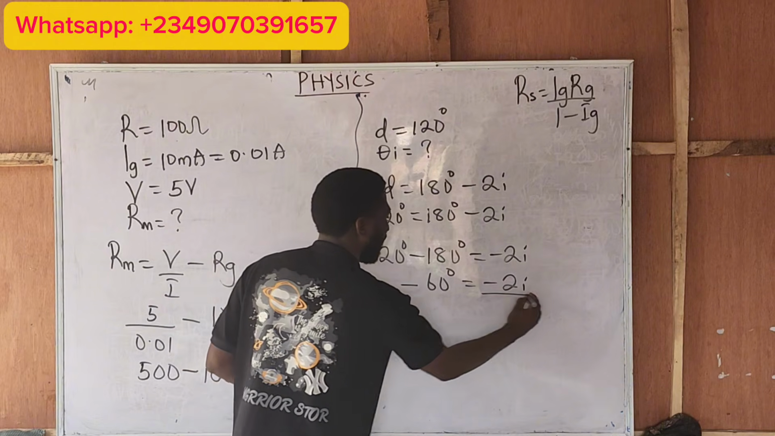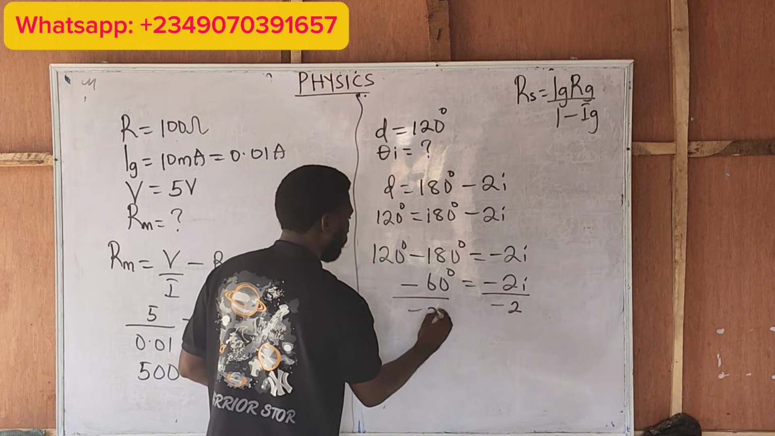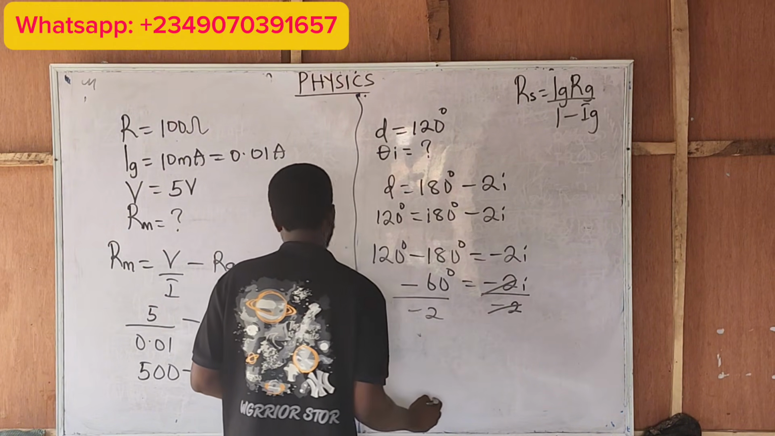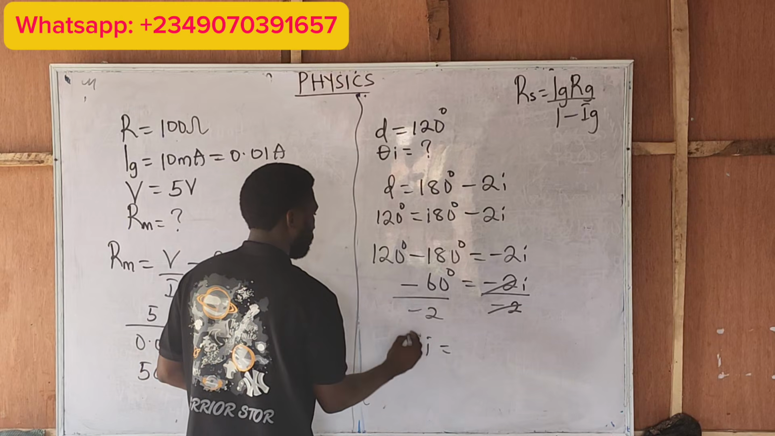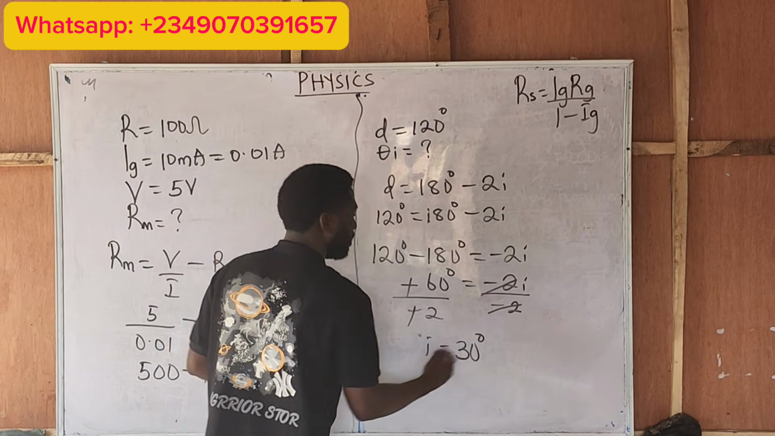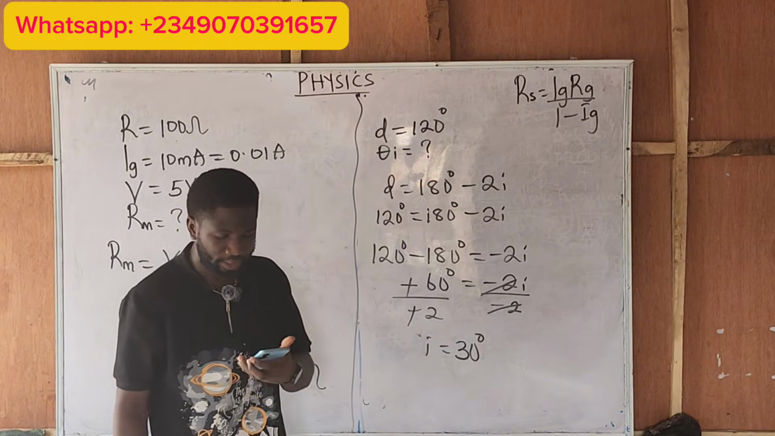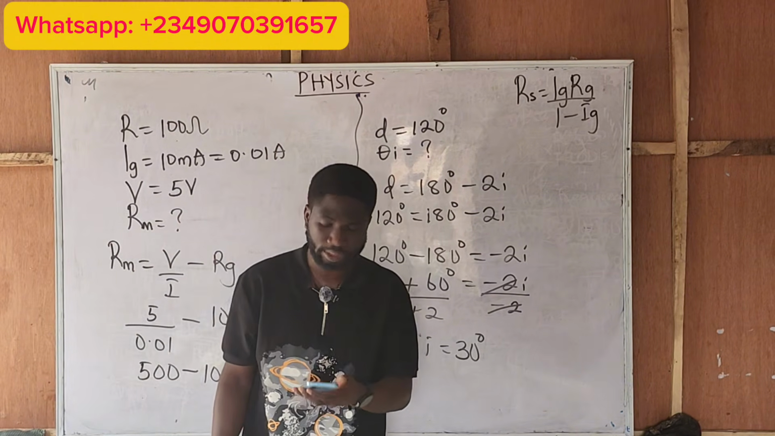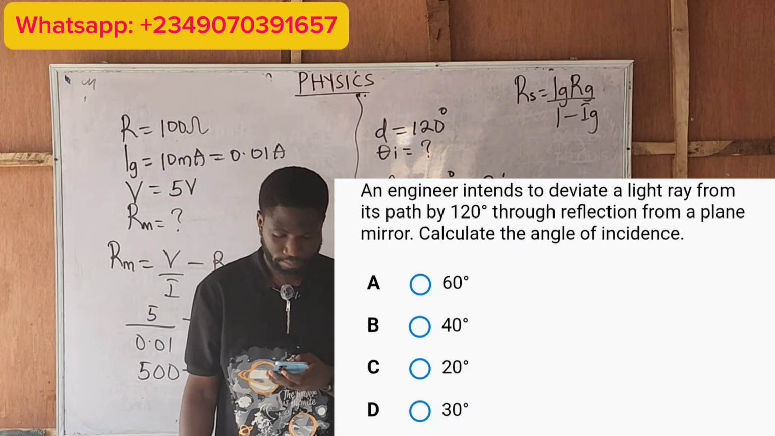So divide both sides by minus 2. So minus cancels minus, and 60 divided by 2 will give us 30 degrees. So the angle of incidence there is 30 degrees, and that's option D.